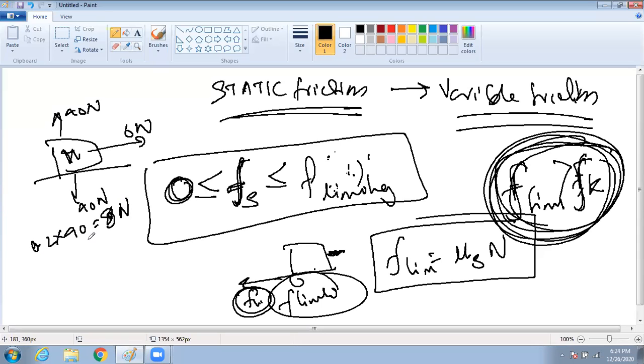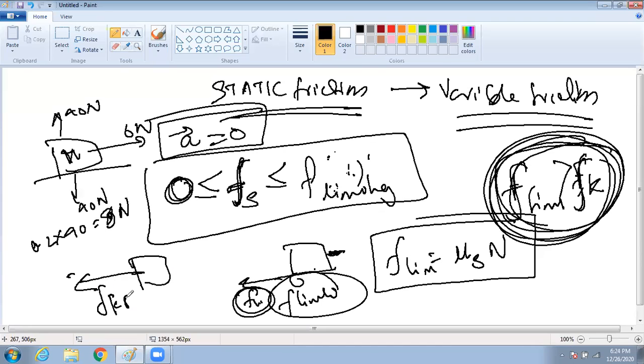Correct? But will there be an acceleration? No, because static friction acts on a body at rest. So A should be 0. Why? Because the limiting friction is 8 Newton, but you are pulling at 6 Newton. So will you be able to move the object? No, because the applied force is lesser than the frictional force. So the body will not move. Clear?